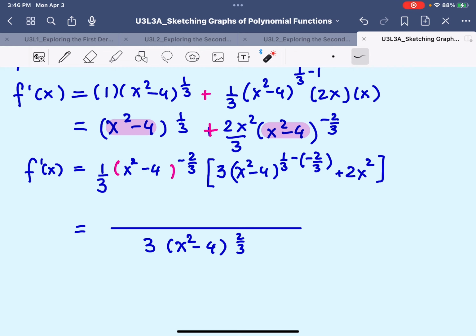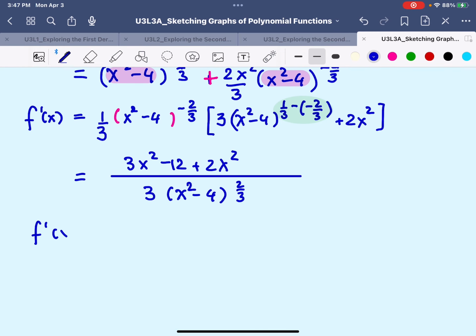Now in the numerator, a few things that we want to look at is we have 1 over 3 minus negative 2 over 3, which is basically plus 2 over 3. So 1/3 and 2/3 will add up together to make 3/3 or 1. So basically this entire thing here is equal to 1. What that tells us is that x squared minus 4 is to the power of 1 here, which means that we can start multiplying by 3. So inside the brackets we'll have the 3x squared minus 12 and then the 2x squared here. Simplify just a tiny little bit more, and we have 5x squared minus 12 divided by 3 times (x squared minus 4) to the power of 2 over 3.